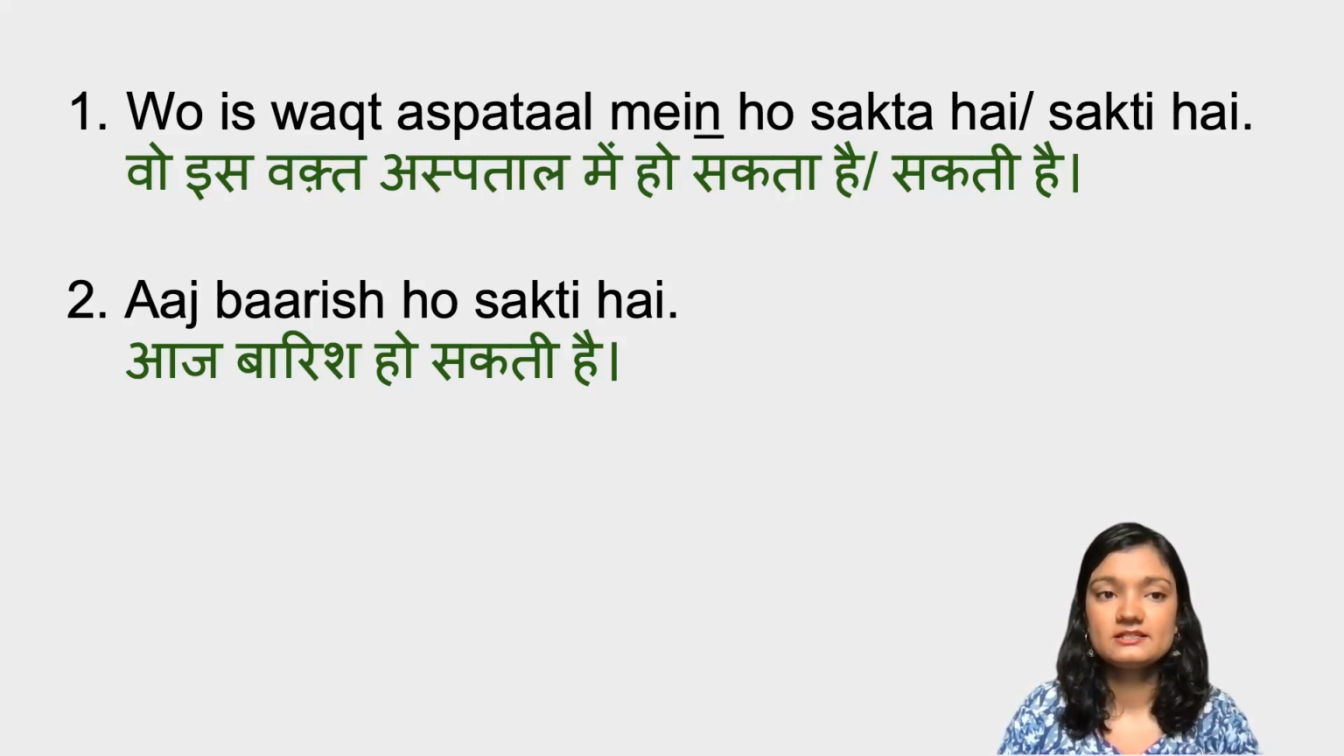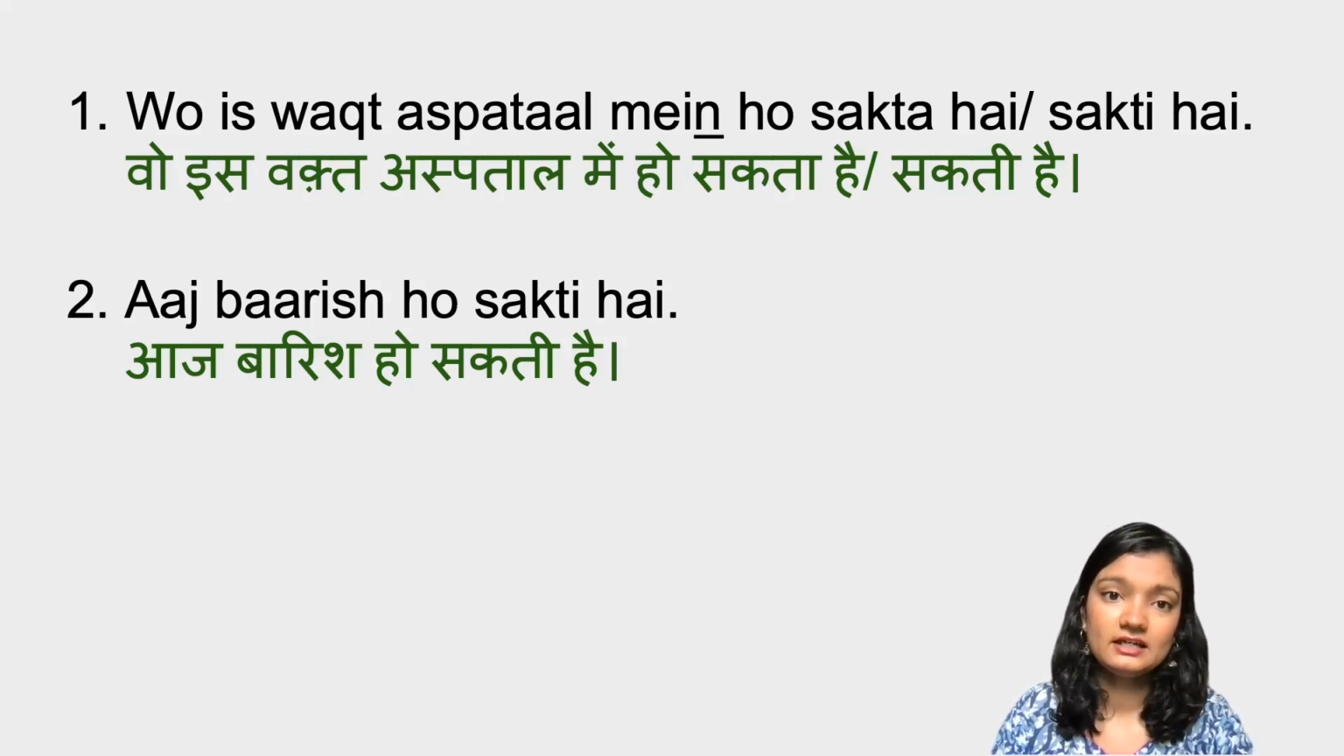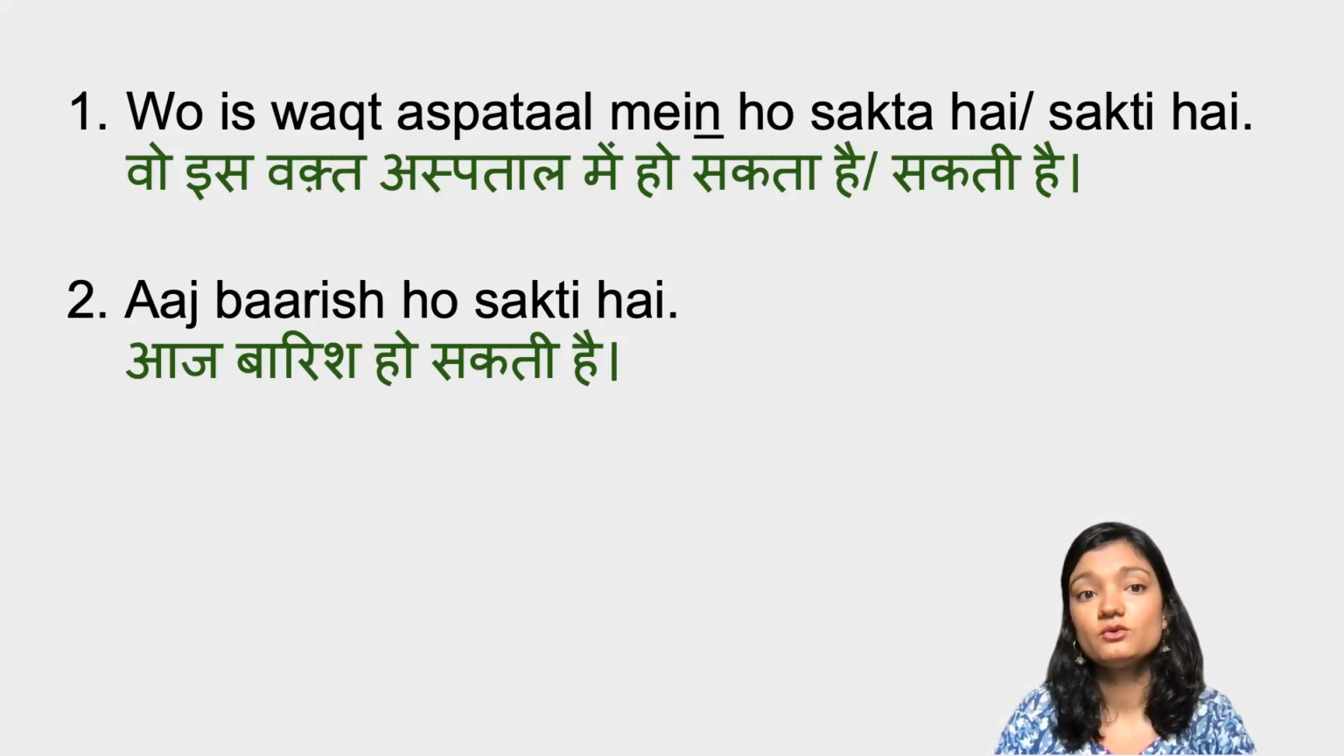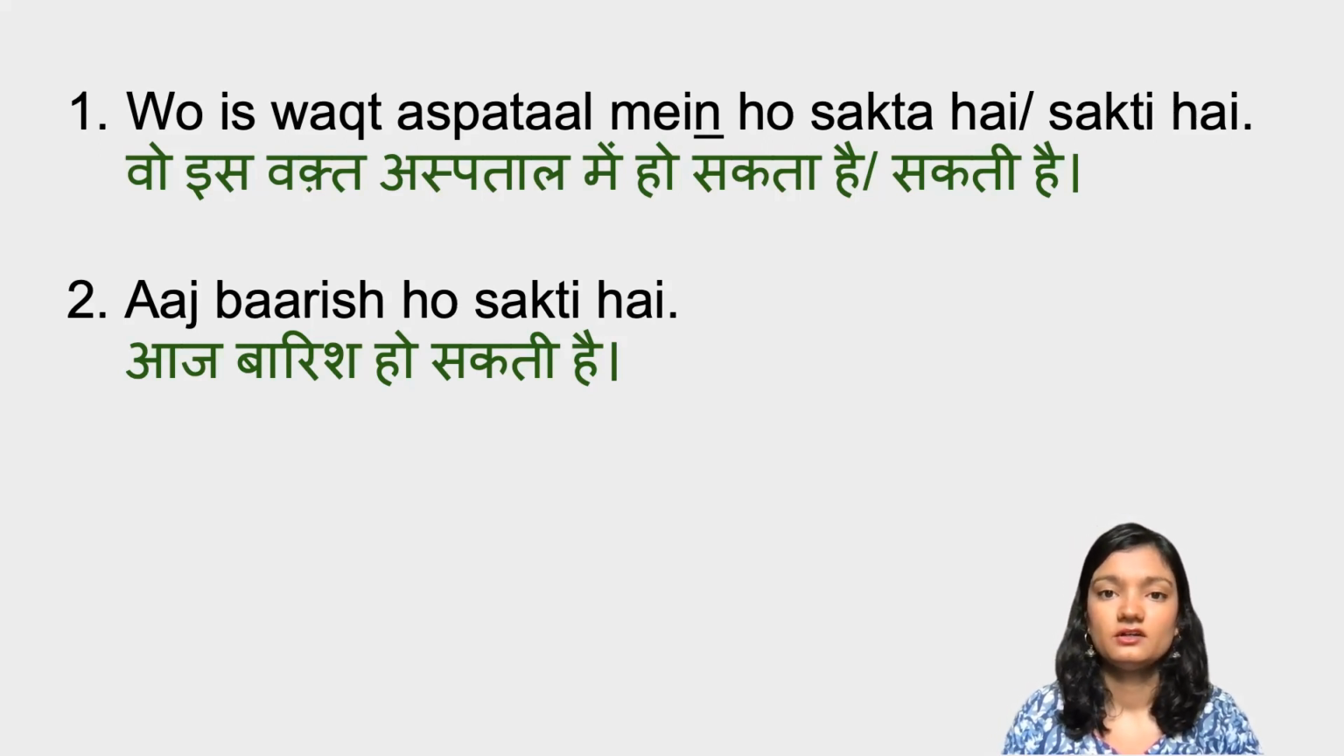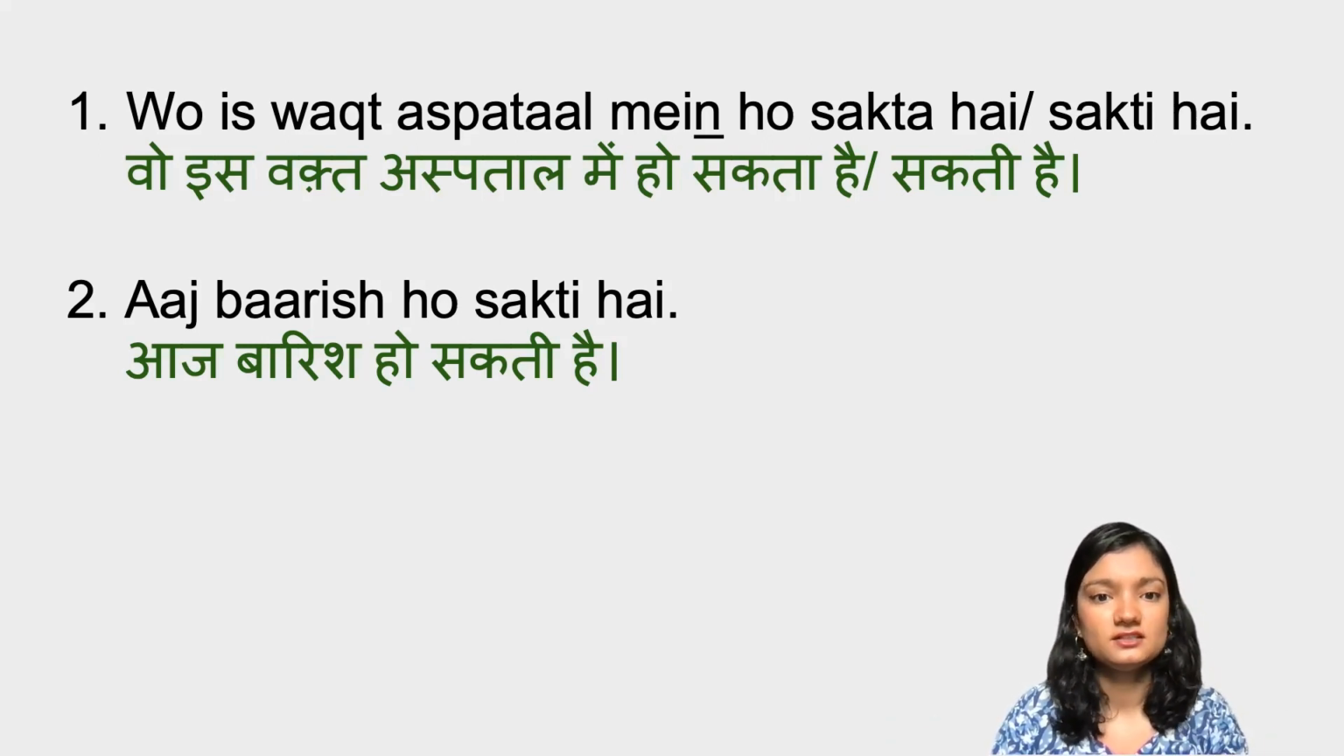So this whole sentence means that he could be in hospital or she could be at the hospital. So it can mean can, could or even might. She might be at the hospital right now. He might be in hospital this time. Second sentence, आज बारिश हो सकती है. When you talk about the weather, you're not sure, you just predict. You look at the sky and you say it could rain today. So that is आज बारिश हो सकती है.